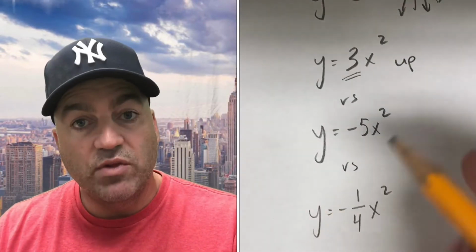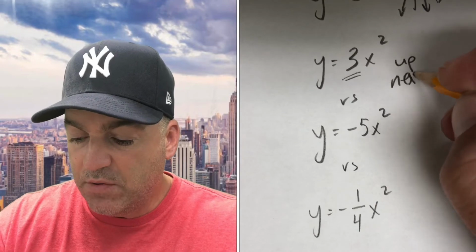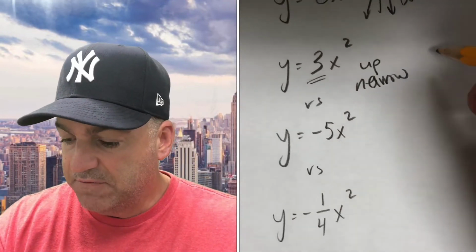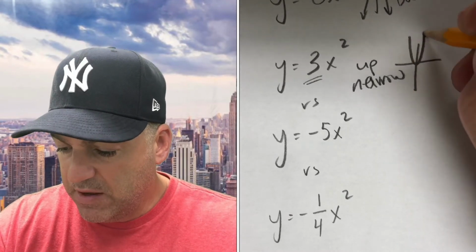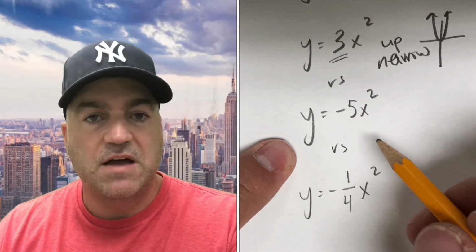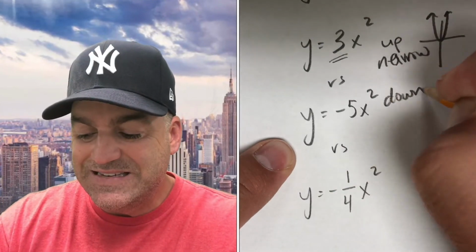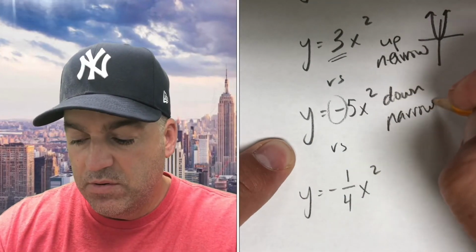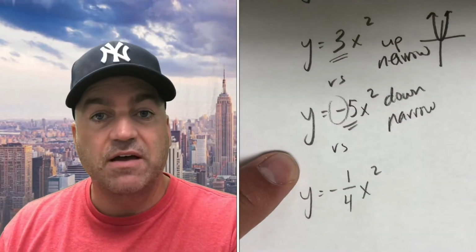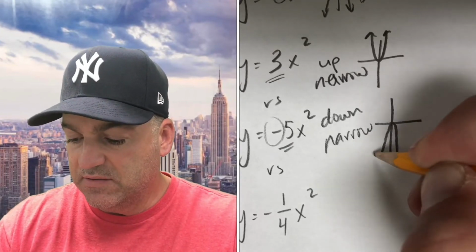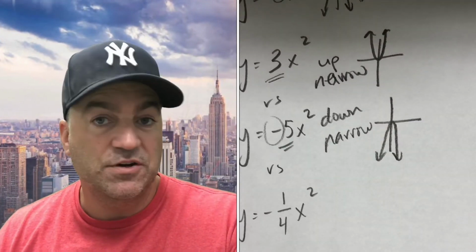That 3 is a whole number, so it's a narrow curve. So I'm going to graph it. It's going to look like this, up and narrow. How about this second one here, negative 5x squared? That's down because of that negative, and it's narrow because of the whole number 5. So if I was to graph this, it would look like this, a narrow and down function.